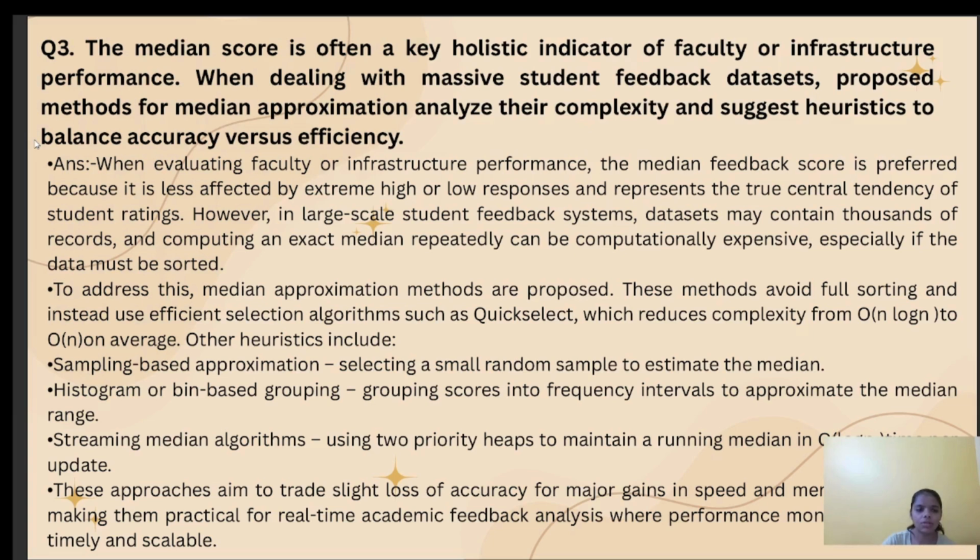Other heuristics include, first, sampling based approximation, selecting a small random sample to estimate the median. Next, histogram or bin based grouping of scores into frequency intervals to approximate the median range. Next are streaming median algorithms, using two priority heaps to maintain a running median in O(log n) time per update. The last one: this approach aims to trade a slight loss of accuracy for major gains in speed and memory efficiency, making them practical for real-time academic feedback analysis where performance monitoring must be timely and scalable.